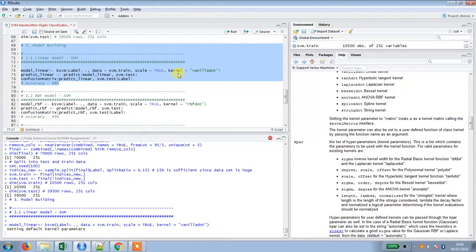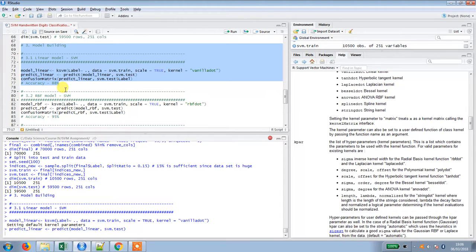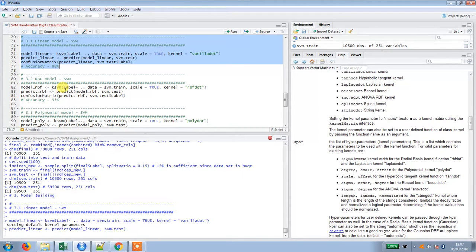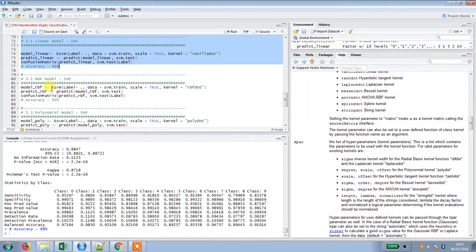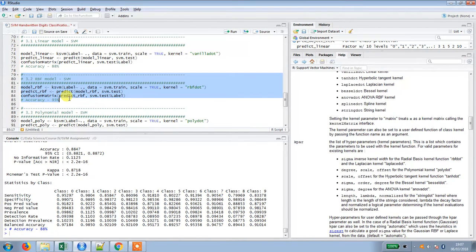And the kernel that we use is a linear kernel as signified by the vanilladot. So once the model is built, we do the prediction and build the confusion matrix to check the accuracy of this model. Once this is done, we see that the accuracy is around 88%. We would like to try a different kernel, a radial basis kernel, using rbfdot as the kernel hyperparameter value.